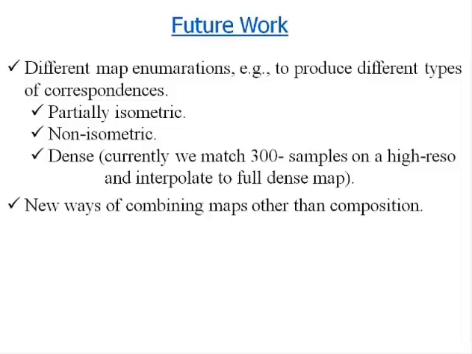And as far as the future work, we have used a simple map enumeration based on combinatorial tricks. So it's the combinatorial enumeration. We have worked on the permutations. One can think of better or different enumerations which will enable partial isometric matching, non-isometric matching, as well as full dense matching without interpolation. And another future work can be finding new ways of combining maps.